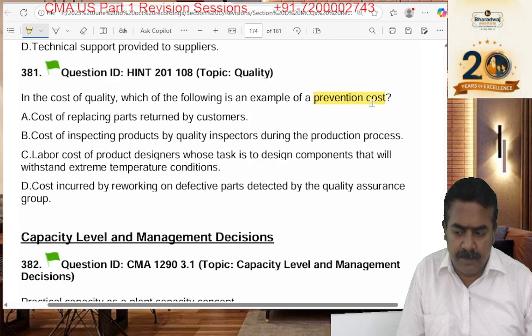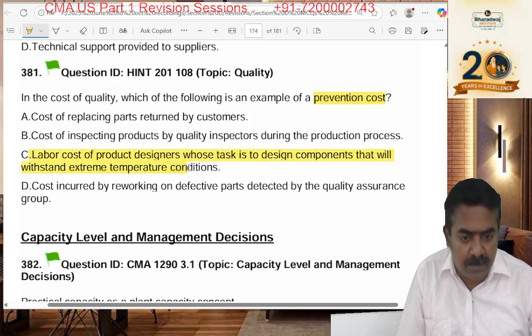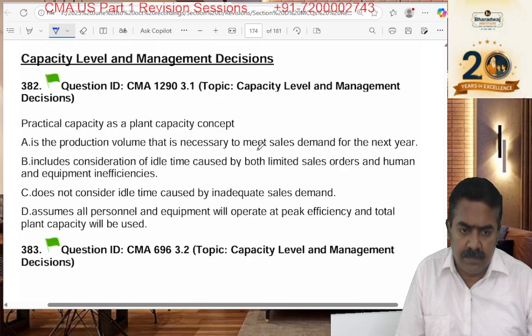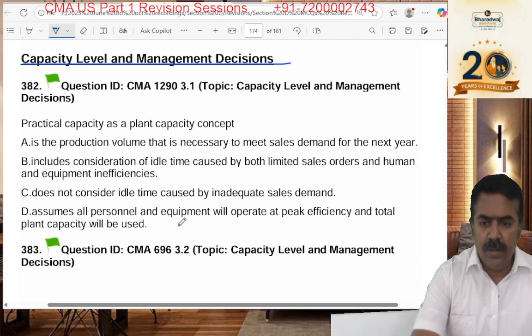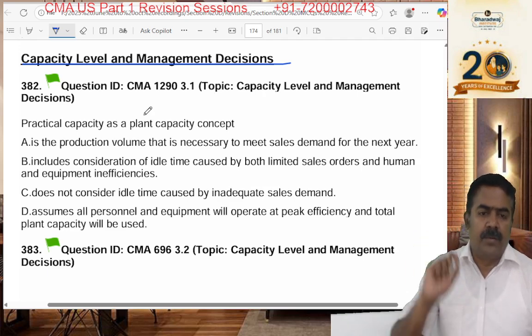Prevention cost people. Inspecting the product, quality inspectors, that is an appraisal cost. Labor cost to product designers whose task is to design the component. Yes, designing the component is part of which cost? The prevention. Okay. Shall we? Okay.